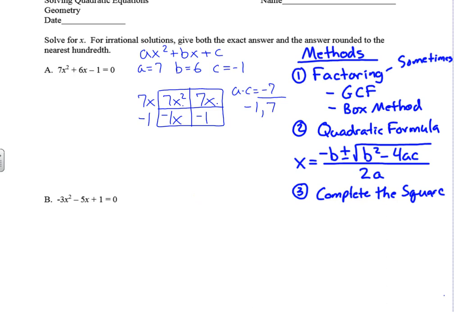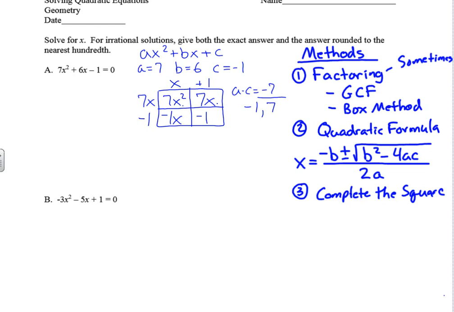And then let's do the columns. 7x squared and -1x squared. That just has a common factor of x. And then 7x and 1, and this would be +1. And the nice thing about setting it up this way is I basically have my check built in. Does 7x times x equal 7x squared? Does -1 times x equal -1x? 7x times +1 is 7x, and -1 times +1 is -1.